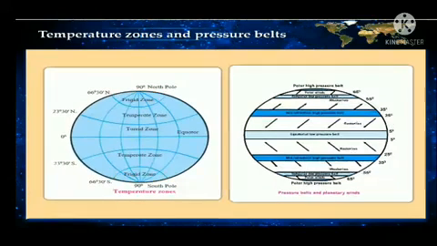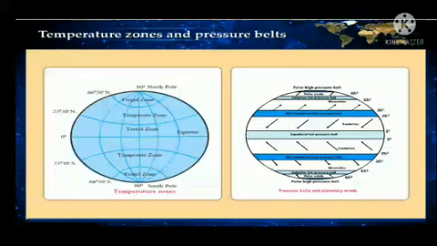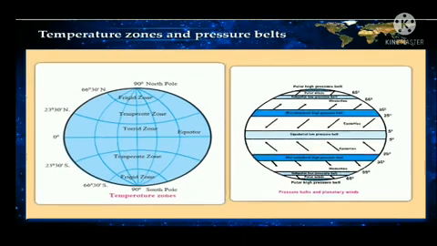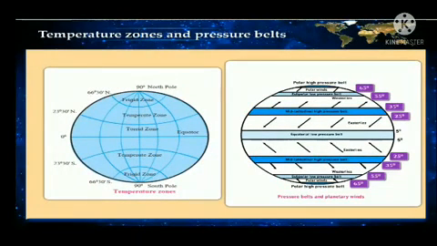Pressure belts are not continuous, and areas of high and low pressure are found in different regions from equator to the poles. For example, the temperature zone extends from 23 degree 30 minutes to 66 degree 30 minutes. Compared to this, the air pressure belt has limited extent. It is generally up to 10 degree parallel.